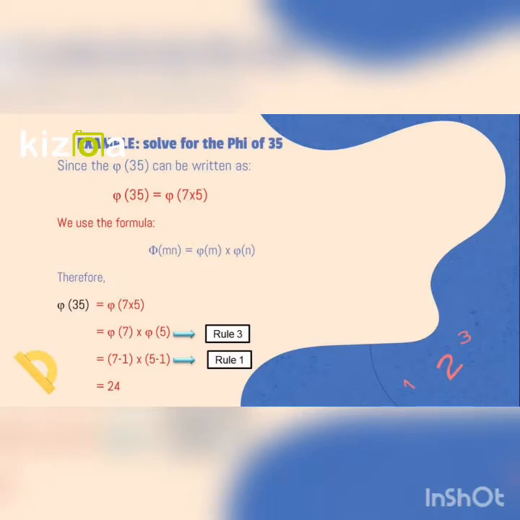Example, solve for phi of 35. Since phi of 35 can be written as phi of 7 times 5, which is the product of two prime numbers, we use the formula phi of m times n is equal to phi of m times phi of n. So phi of 35 is equal to phi of 7 times phi of 5. Since 7 and 5 are prime numbers, rule number 1 can be applied, which is phi of p is equal to p minus 1. Therefore, 7 minus 1 times 5 minus 1 is equal to 24.